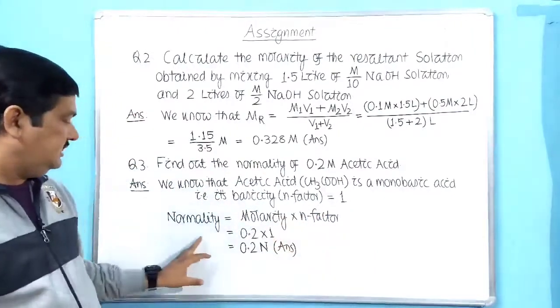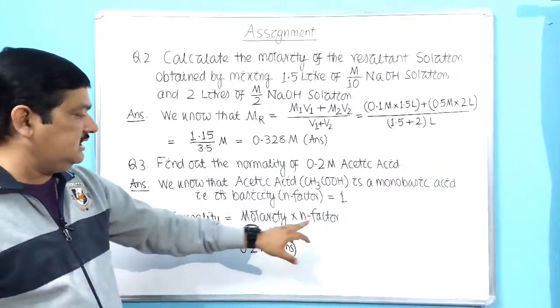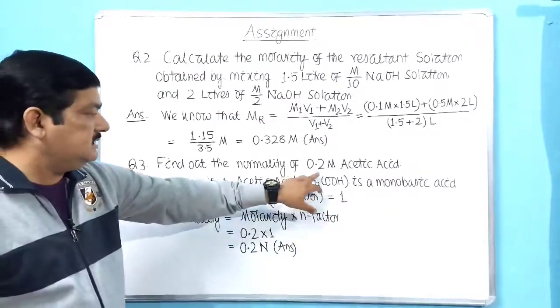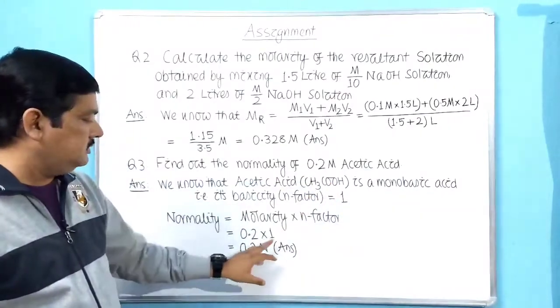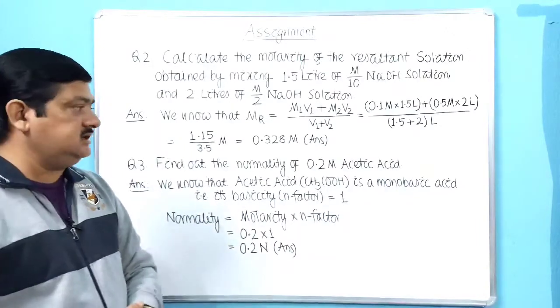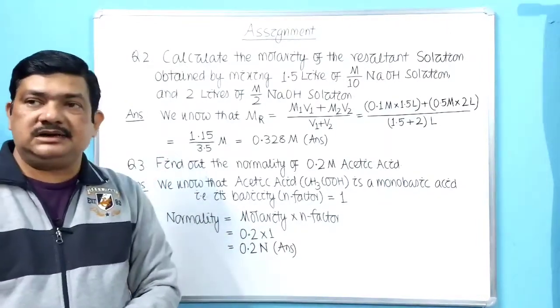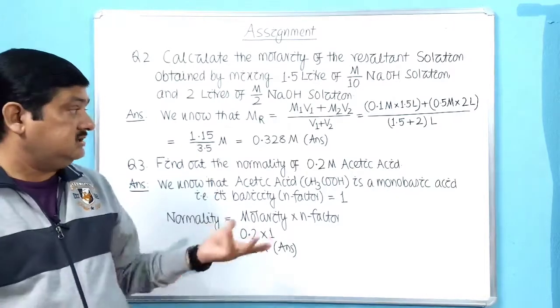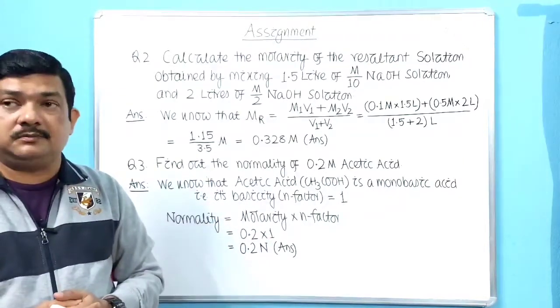So putting the N factor here, what is the normality? The molarity into N factor. What is the molarity given? 0.2 M. So 0.2 into 1. So the answer will be 0.2 N. Okay. So this is how you have to solve the numericals, and it is quite easy if you remember the formula.